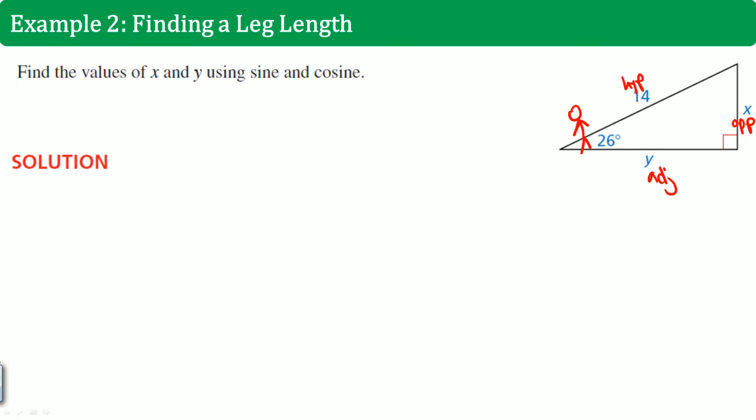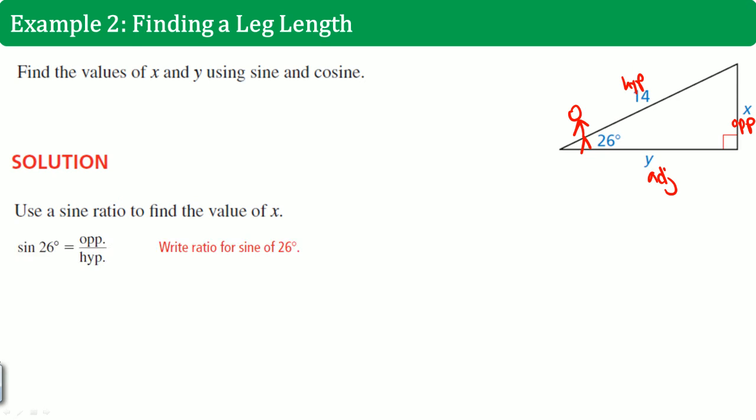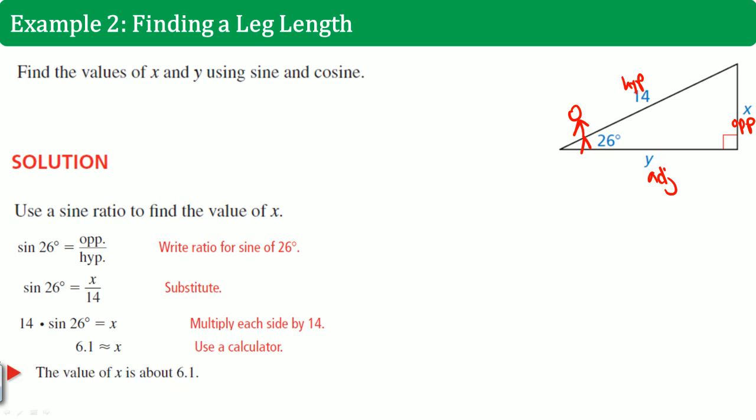Here's the solution. You're going to use the sine ratio to solve for the x, because sine of 26 is your opposite over your hypotenuse. The opposite is x, the hypotenuse is 14. You need x alone. Right now it's divided by 14, so you're going to multiply by 14. So x is equal to 14 times sine of 26. You get x is approximately 6.1. So you would say the value of x is about 6.1.